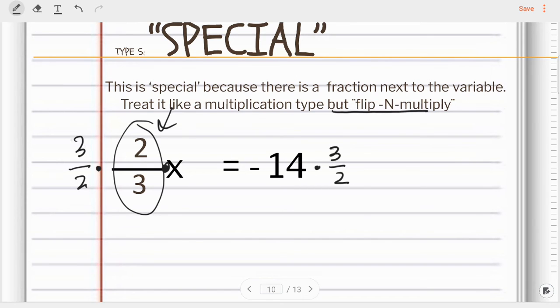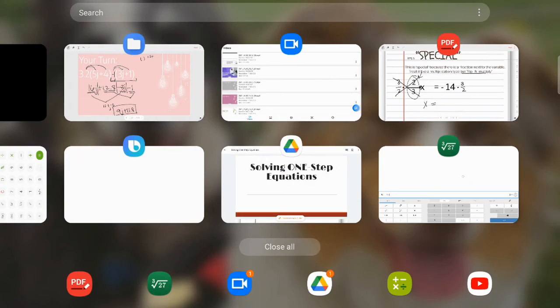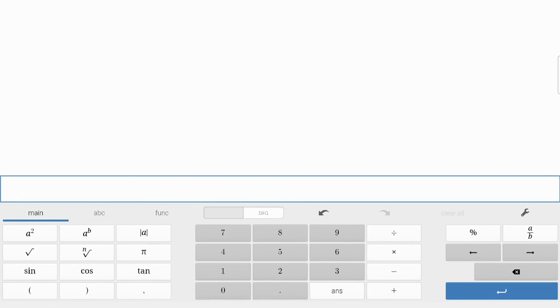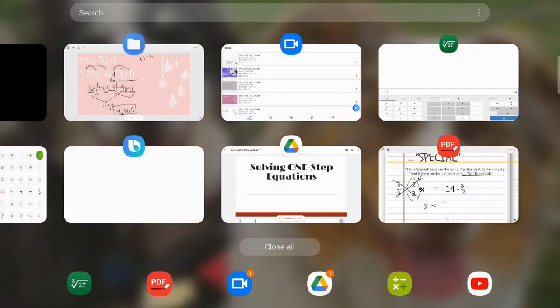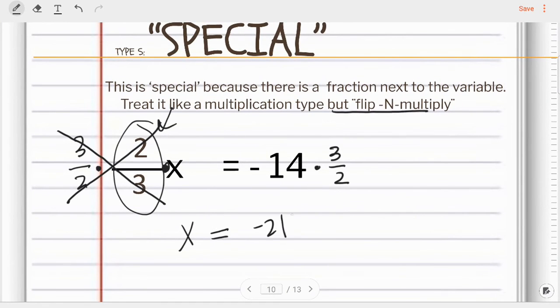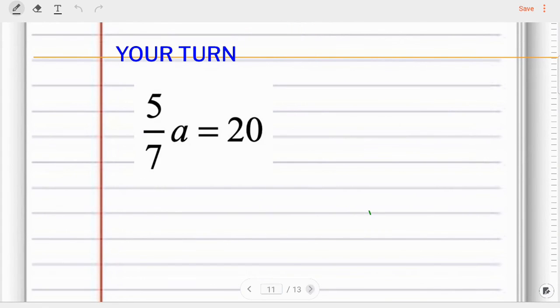What happens is I'm timesing by 3 and dividing by 3, and timesing by 2 and dividing by 2. So those eliminate each other, and I'm left with x equals, and I don't expect you to do that in your head, but -14 times 3/2 gives me -21 as my answer. Your turn. Take a second, pause the video, and try this one.